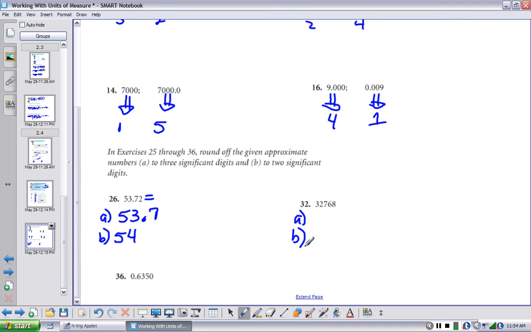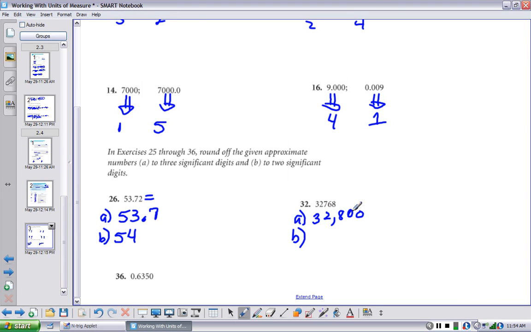Let's look at the next number, 32,768. Here we have 5 significant digits, and we need to get this to 3. Well, 32,768 is closer, because we need 3 significant digits, to 32,800 than it is to 32,700. And here we have 3 significant digits. The zeros at the end are like placeholders.